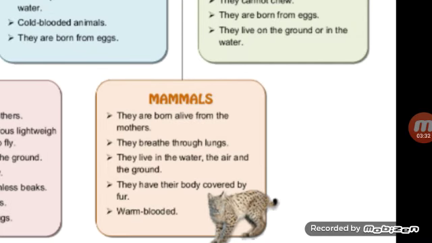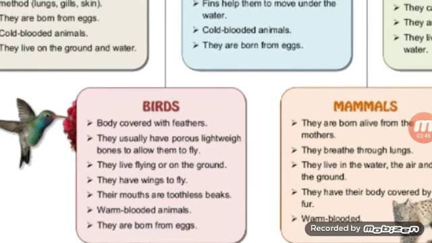The last one, the advanced class, mammals. They can give birth to their babies. They breathe with lungs. They live in water, air or ground. They have hairs on their skin, or we can say fur. They are warm-blooded.